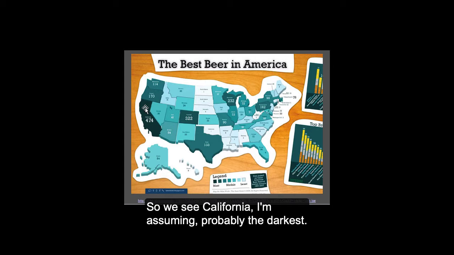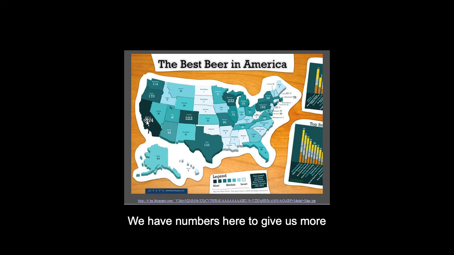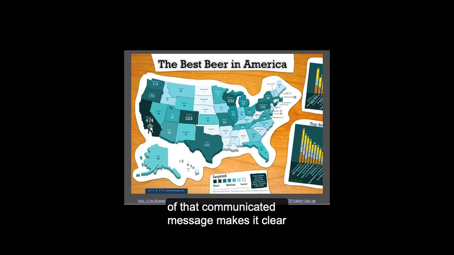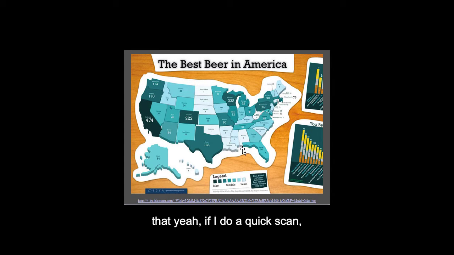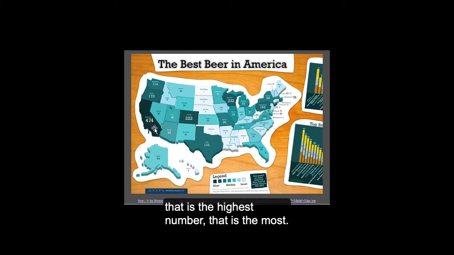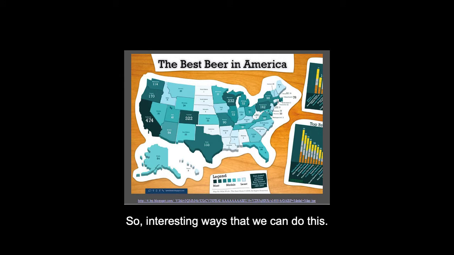So we see California, I'm assuming, probably the darkest. We have numbers here to give us more of that communicated message, make sure we're clear that, yeah, if I do a quick scan, that is the highest number. That is the most. Okay? So interesting ways that we can do this.